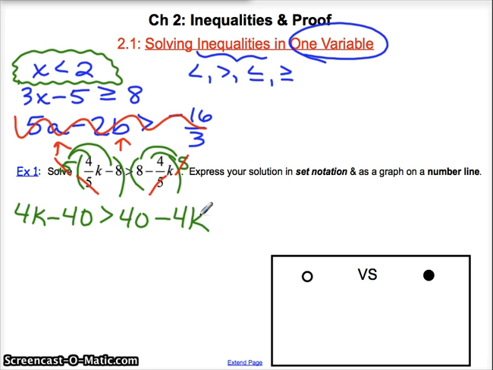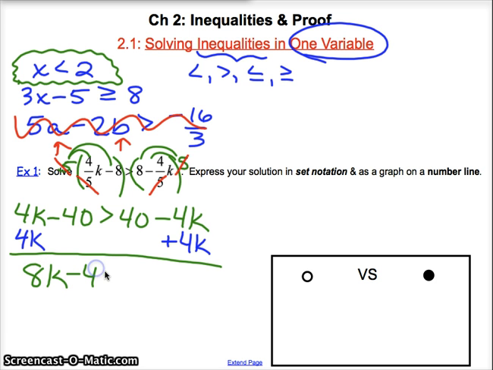Okay, I'm going to collect my terms now. Preferably I want my variables on the right-hand side. In actuality, you don't have to have it on the right-hand side, but it's a little bit easier to keep them there, for me anyway. I've got 8k minus 40 is greater than 40. And now I'm working on isolating the k, so I'm going to add 40 to both sides.